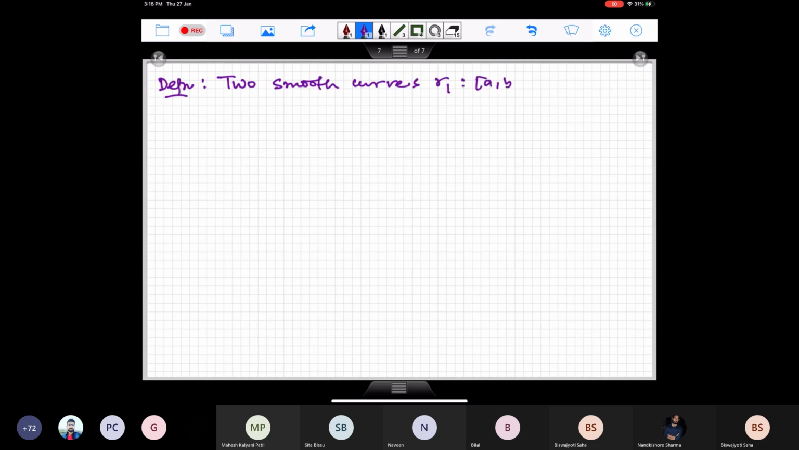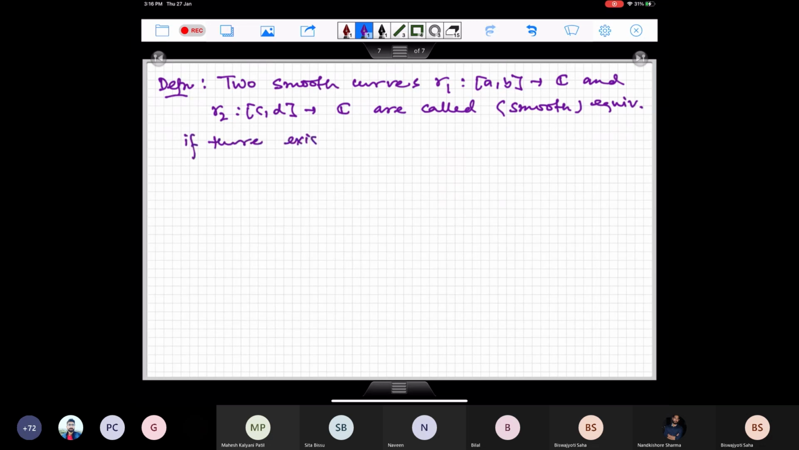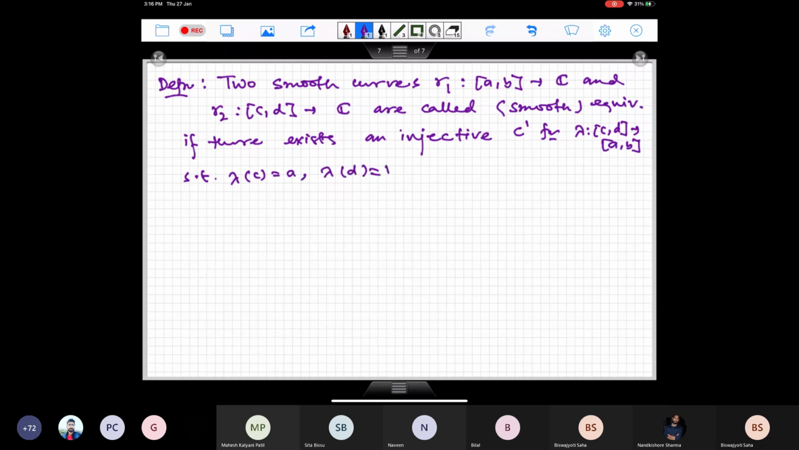Gamma 1 from the closed interval [a, b] to C, and gamma 2 from the closed interval [c, d] to C, are called equivalent, or smooth equivalent, whatever you wish, if there exists an injective C1 function lambda from the closed interval [c, d] to the closed interval [a, b], such that lambda of c is equal to a, lambda of d is equal to b, and gamma 2 of t is nothing but gamma 1 of lambda of t.